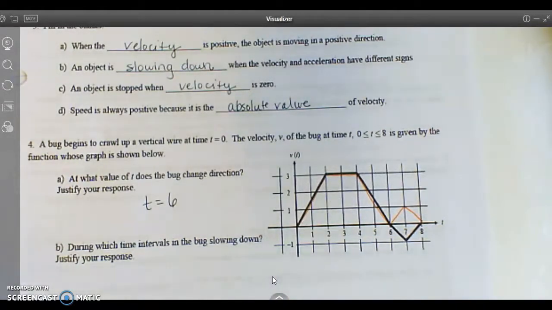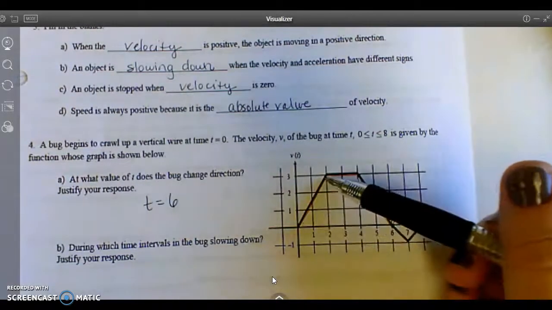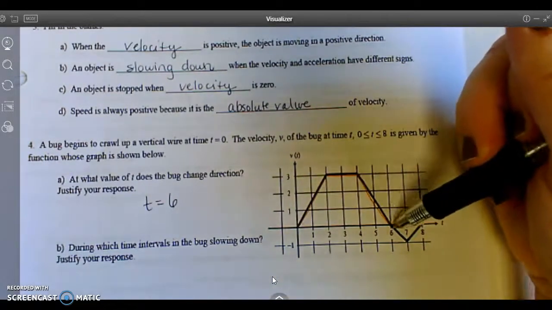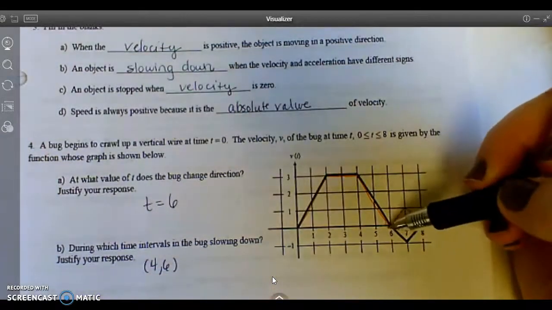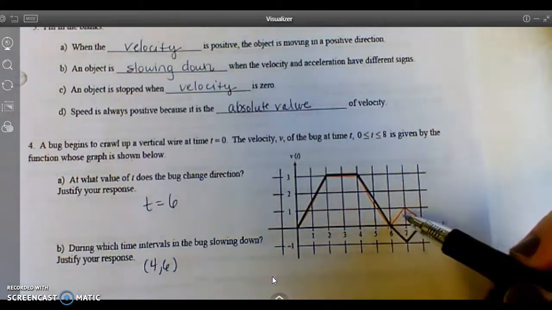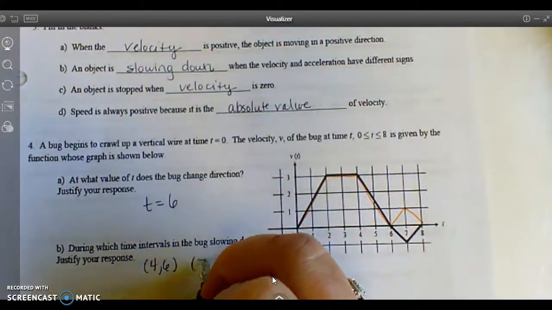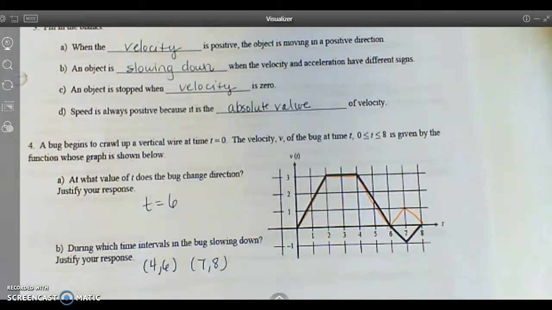If you find the speed graph, the bug is slowing down where the speed is decreasing. Okay? So speed, it's going up. It's a constant speed. It's going down here. So this is a time where it's slowing down. So 4 to 6. Speeding back up again here. And then it's slowing down here. So 7 to 8. And these are intervals. That's not x's and y's. Those are just intervals to represent that.